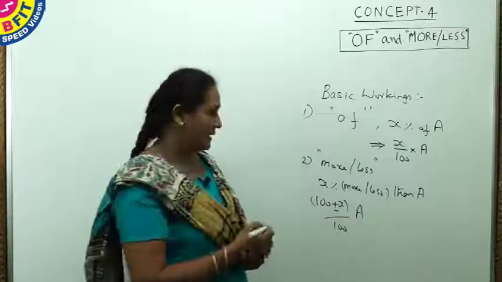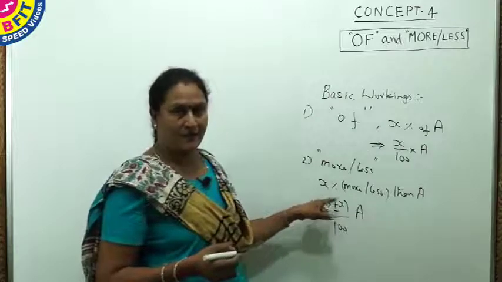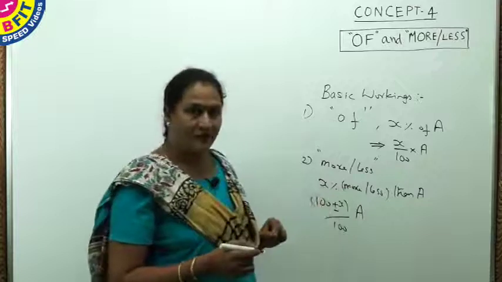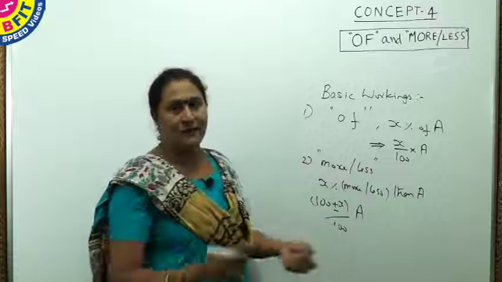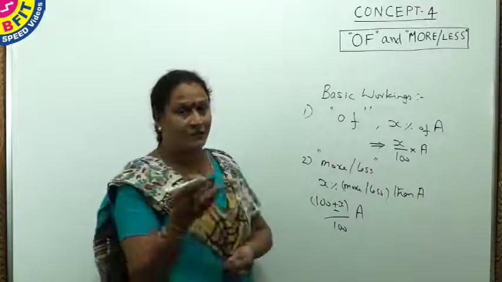The working will be like 100 plus or minus X by 100, where X is the required percentage, the percentage which they give. So for more, you add it with 100. For less, subtract it from 100, by 100 into A will be the working. So you will understand clearly when I give you an example.